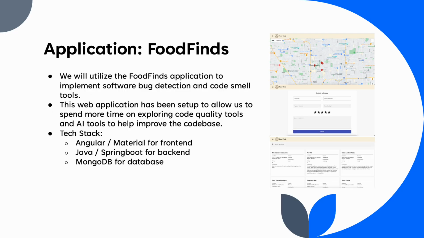So here's our application. It's called Food Finds. We will utilize the Food Finds application to implement software bug detection and code smell tools. This is a web application. It has been set up to allow us to spend more time on exploring code quality tools and AI tools to improve the code base. The tech stack of the application is Angular for the front end. It's Java Spring Boot for the back end. And the database is MongoDB.